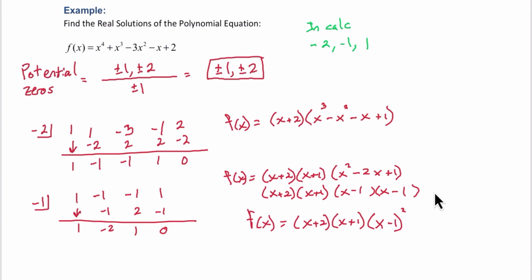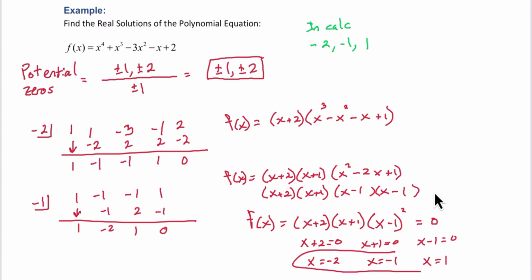And then continuing to find the zeros, we would take that factored form and set it equal to 0. Set each individual factor equal to 0, and x minus 1 equals 0. Solving each of these, x equals negative 2, x equals negative 1, and x equals positive 1. So we have the zeros, or real solutions of the polynomial. We also found the factored form. So if we need the factored form, we have it as well.